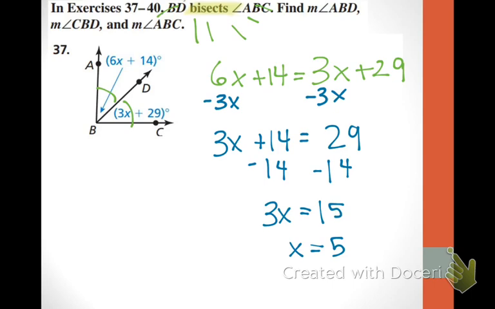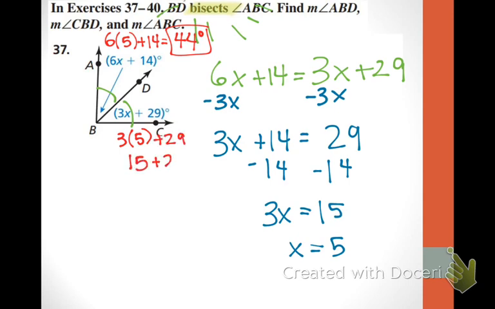So when we find this, how do we find the measure of all the other pieces? Plug them in. So to find the measure of this one, we plug in 6 times 5 plus 14. Don't put anything away yet. What's 6 times 5? 30 plus 14 is? 44. So realistically, what should the other angle be? 44. Let's check. 3 times 5 plus 29. 3 times 5 is 15. Plus 29. Most of you are just going to say it's 44 because Ms. Marshall says it. It is 44.